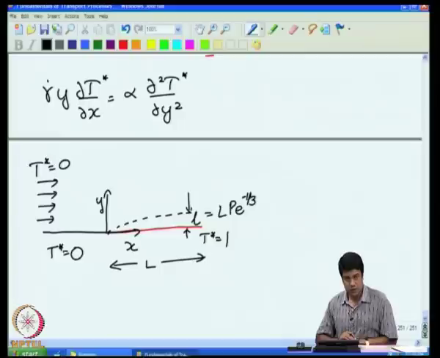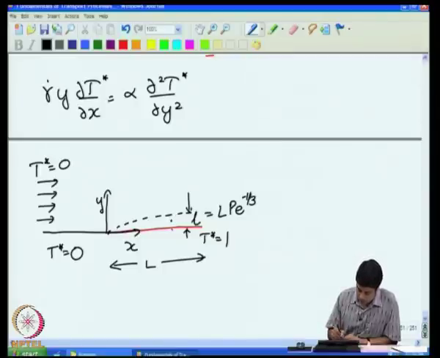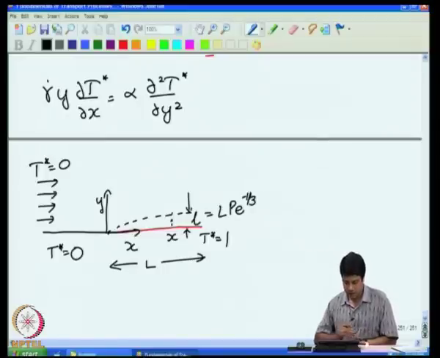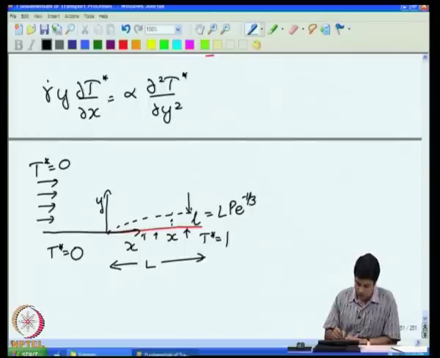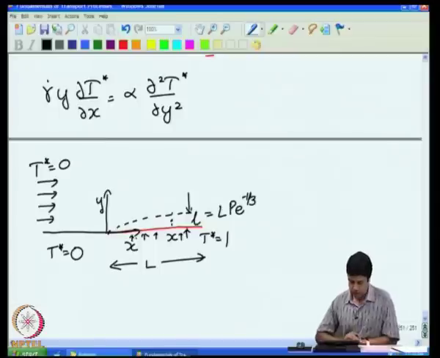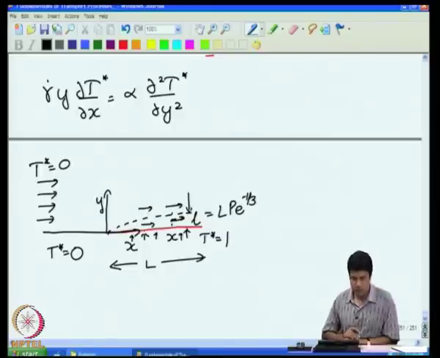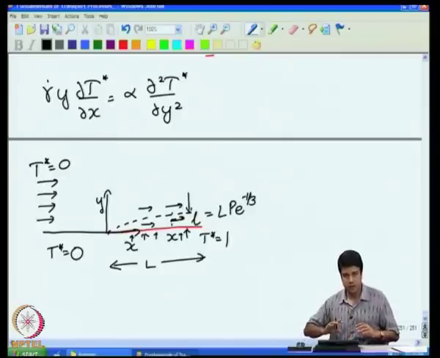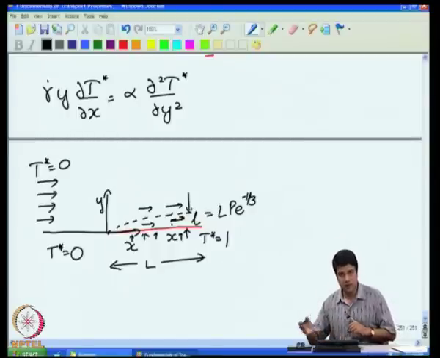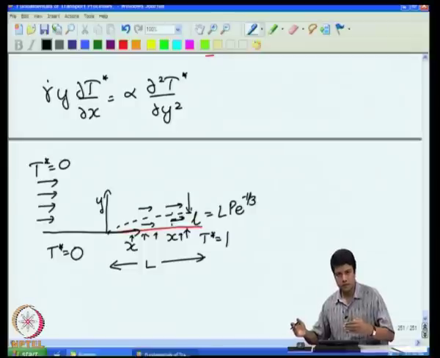However, if you consider any particular location x, I have diffusion of heat coming out of the surface, and there is convection. Convection is taking the energy downstream, and we are considering the case where convection is large compared to diffusion based upon the length L. So, convection is taking the energy downstream, there is diffusion from the surface.